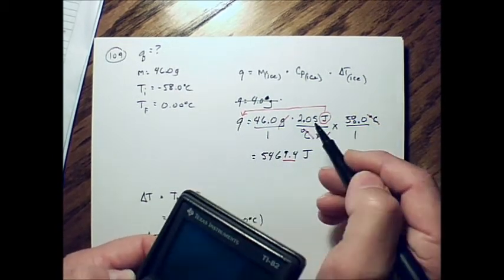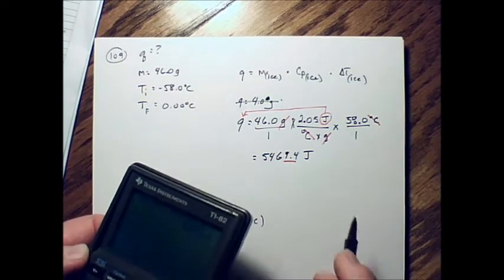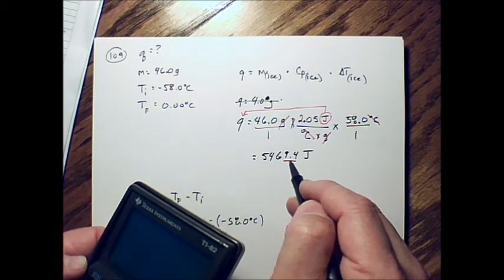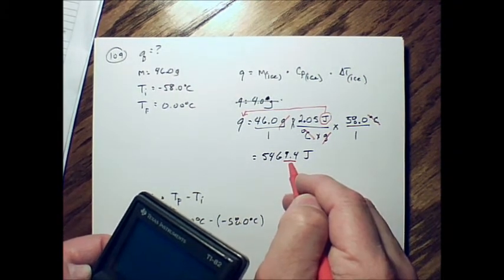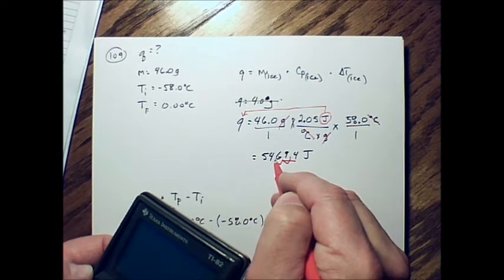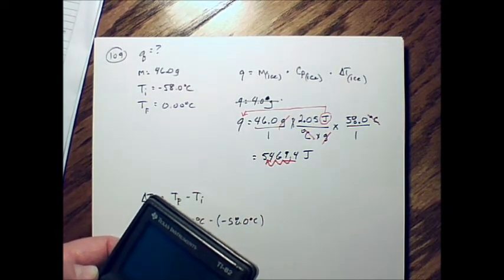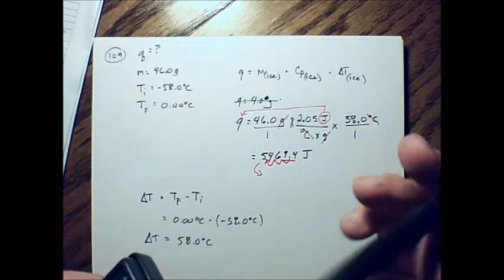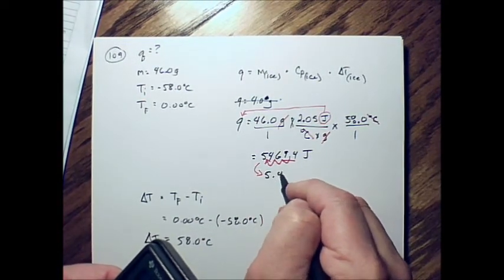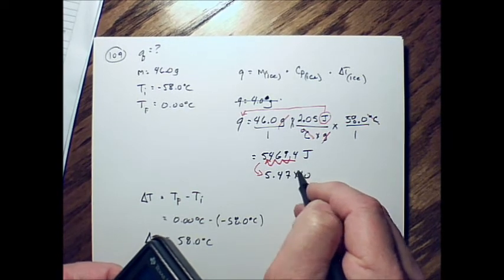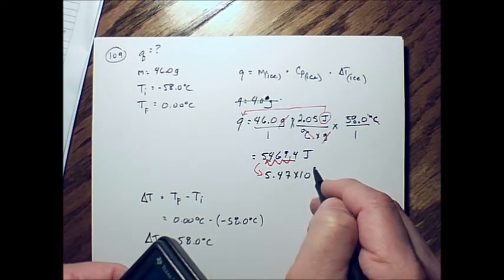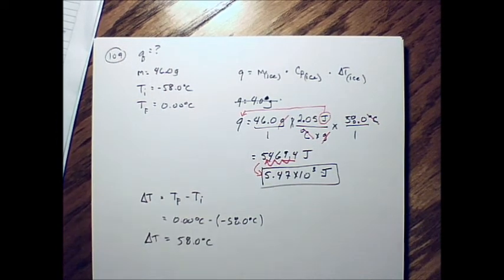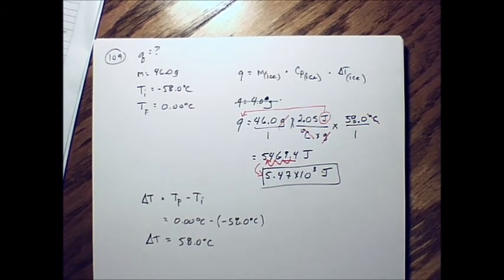Okay, I got you. Alright, so we need to round off a number in the ones place, and when we do that, we've got to write it in scientific notation. So move our decimal place to between the first and second significant digit, right there, and write our answer like this: 5.47 times 10 to the third power, joules. Okay? Very good.